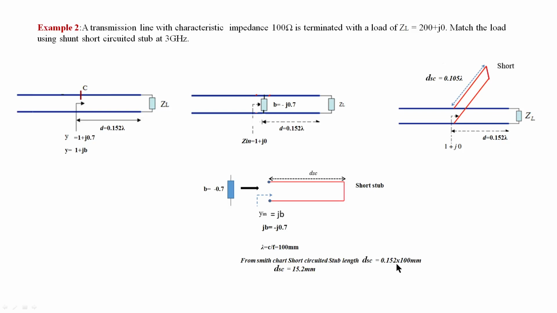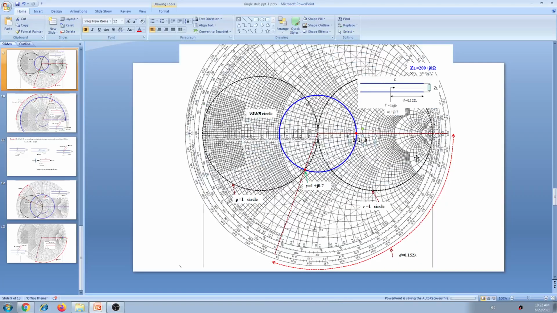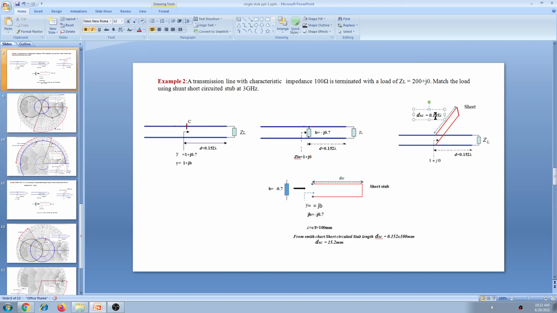It is 0.153 lambda. But what we want is in terms of mm, because 3 gigahertz is given, the wavelength is 100 mm. Multiply this by 0.152, 152. I think here I made a mistake. What is the value? 0.153. Okay, so this is 153. So this is 153 mm that I got.